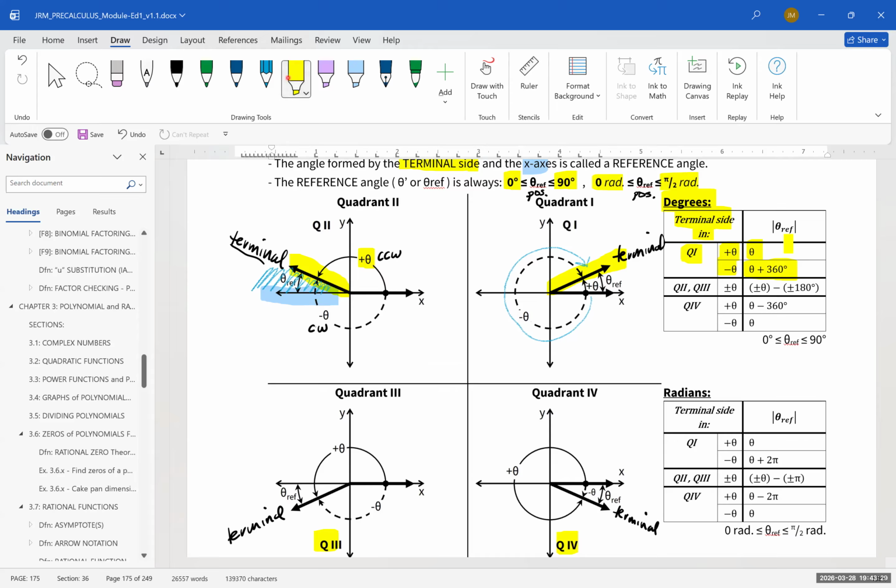Okay, and so you can see in this first column, if the terminal side is in quadrant 2 or quadrant 3, then use this formula. If the terminal side ends up in quadrant 4, like this, then you're going to use these two. And just notice that quadrant 1 and 4 are basically the same formulas, just kind of flipped around.